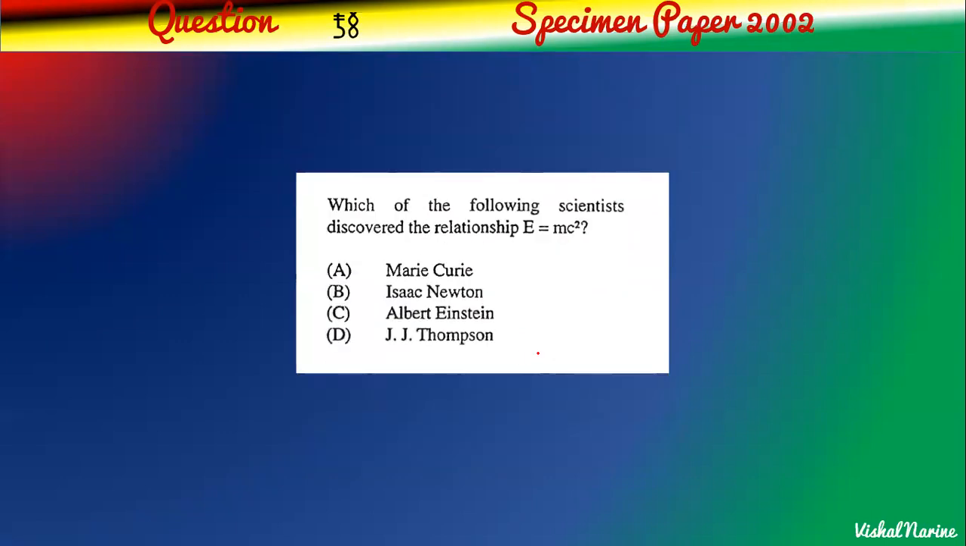Question 58, very simple question. Which of the following scientists discovered the relationship E is equal to mc squared? And looking at the responses, yes, everyone is correct. Yes, you know this. It is Albert Einstein.